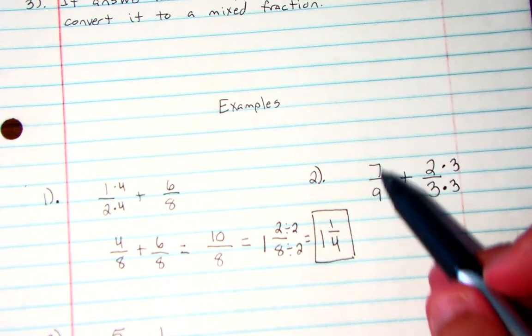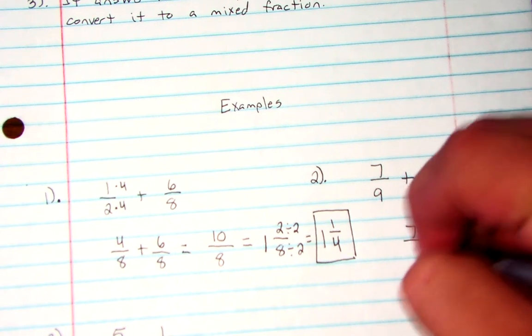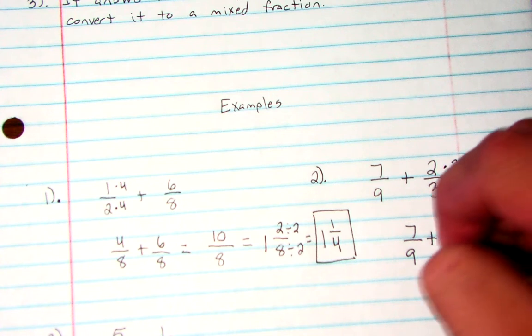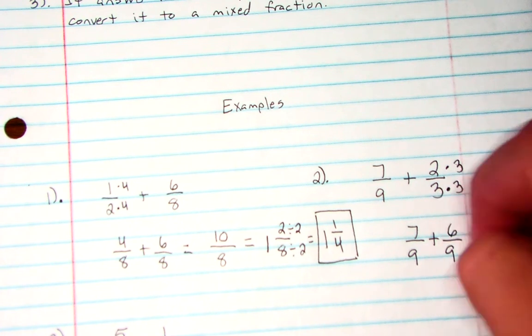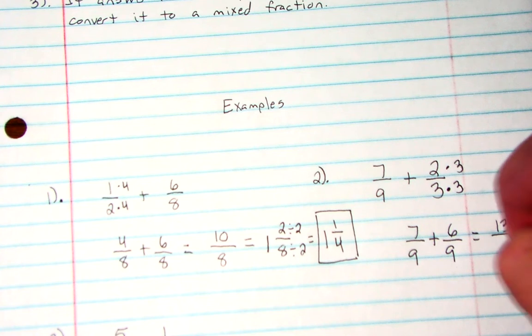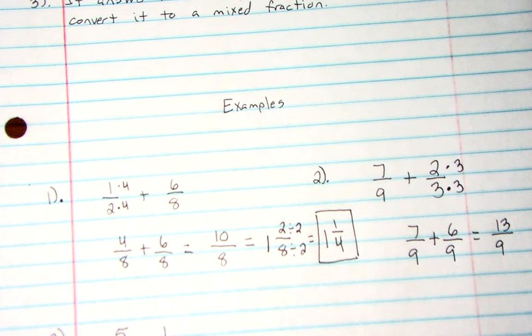This fraction, again, I did not touch, bring it down. 2 times 3 is 6, and 3 times 3 is 9. You now have a common denominator. So now add your numerators. 7 plus 6 is 13 over your common denominator of 9. Once again, if you tell me that's your final answer, we're going to take points off. We don't want answers to be an improper fraction. We want to see you be able to convert an improper fraction to a mixed fraction.